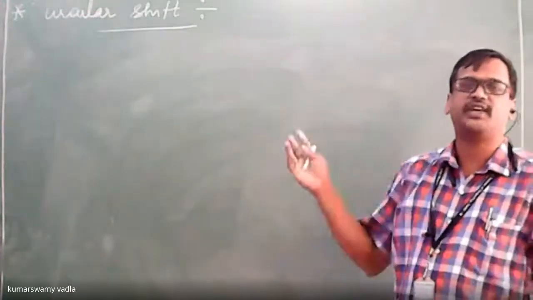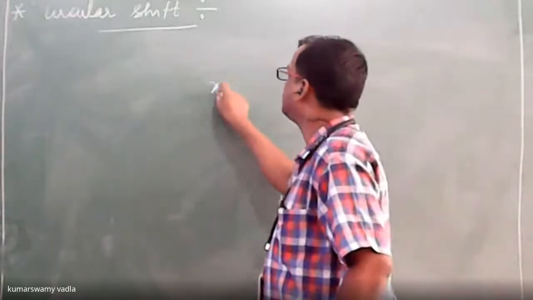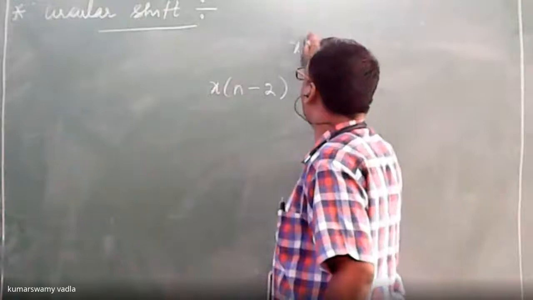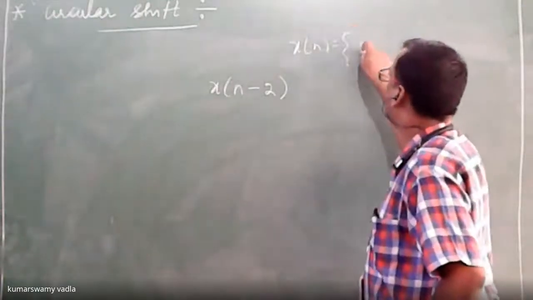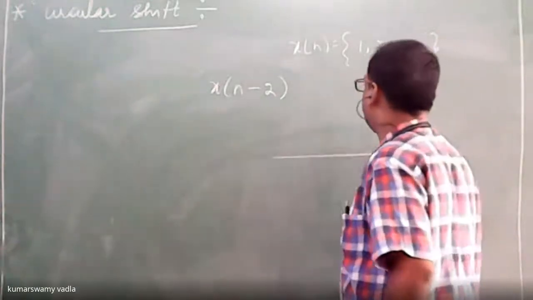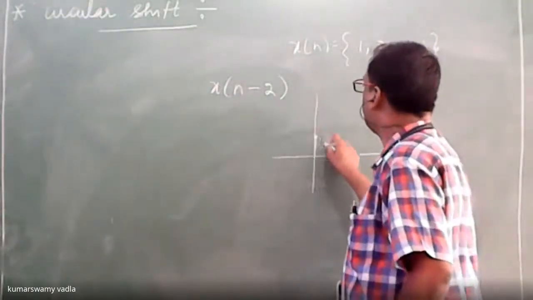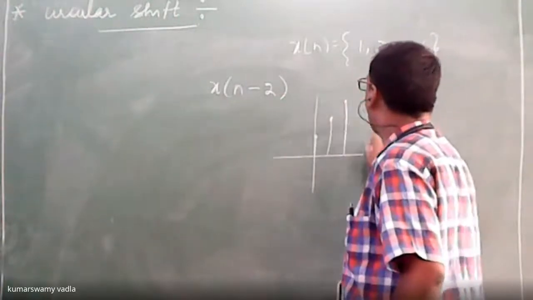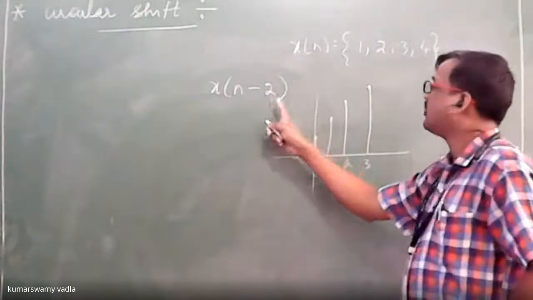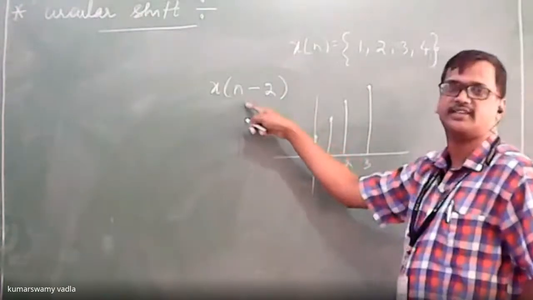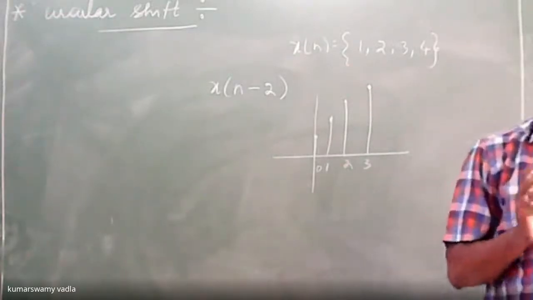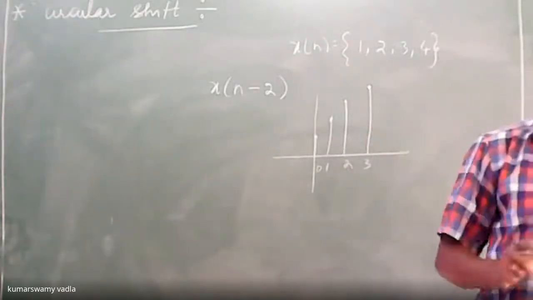Now, knowing this example, there is one operation which we call circular shift. What do you mean by shifting of operations? Like in signals and systems, you did this. Given x of n as, for example, 1, 2, 3, 4, I have x of n as 1, 2, 3 and 4 at positions 0, 1, 2, 3. If I want the new signal as x of n minus 2, what happens, students? Whether I need to shift it right or left?